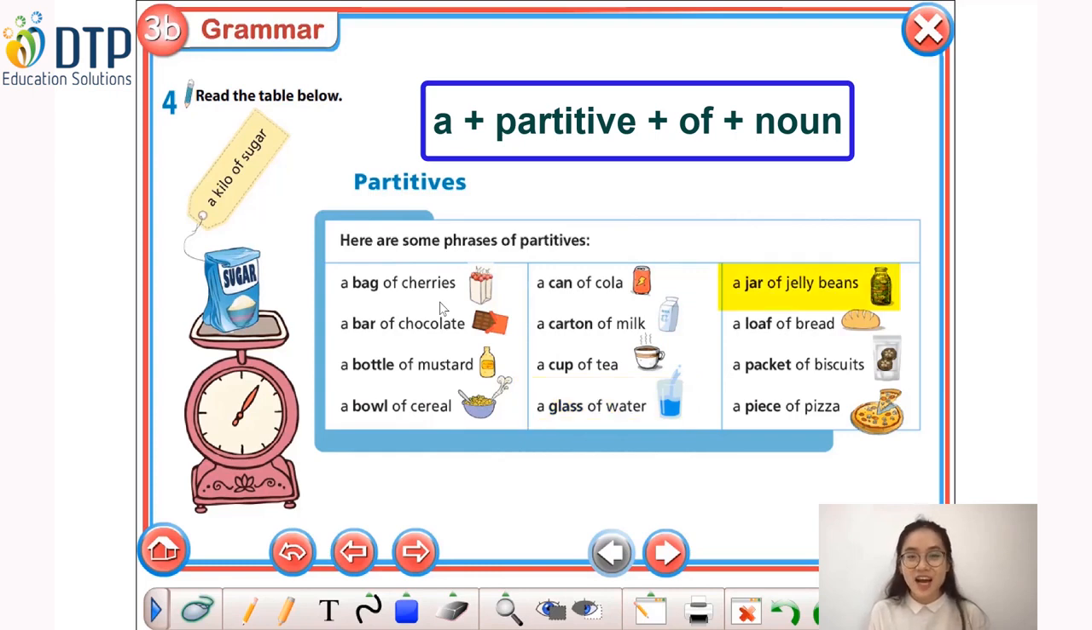Perfect. Next one. A jar of jelly beans. Yes. A loaf of bread. Okay, next one. A packet of biscuits. Perfect. And the last one, a piece of pizza. Excellent, guys. Now let's do an exercise.